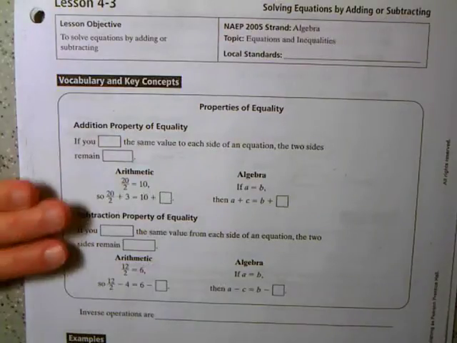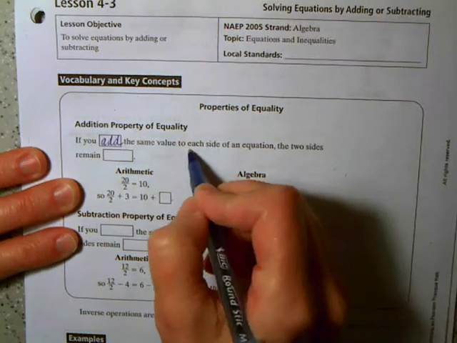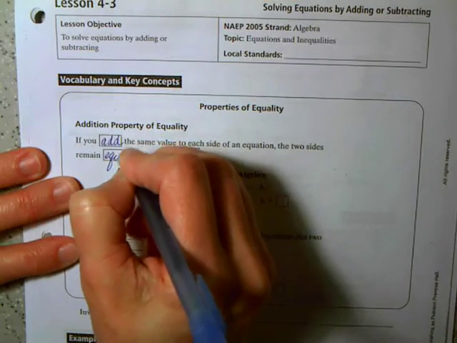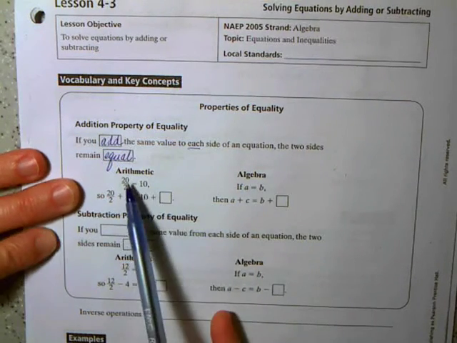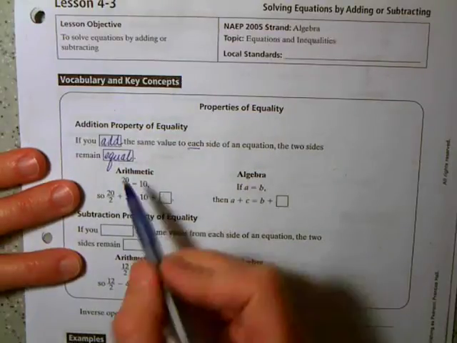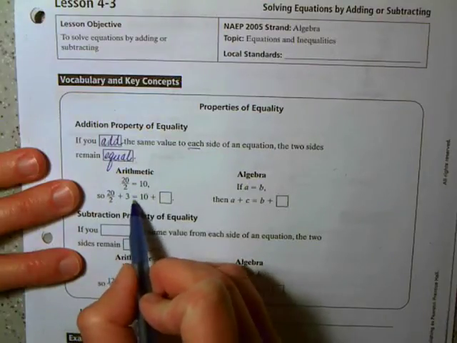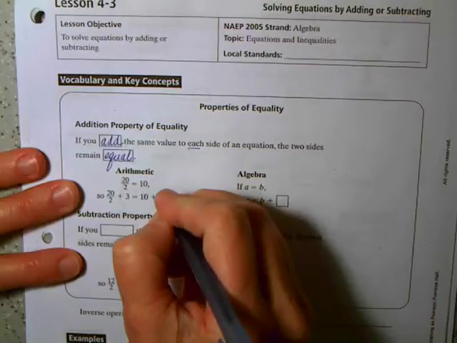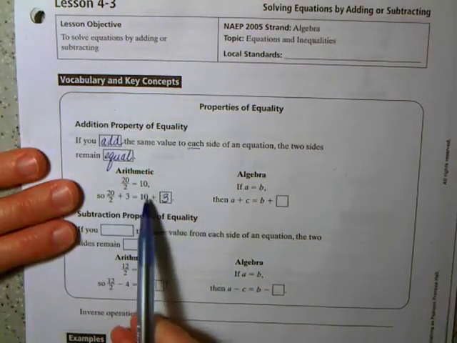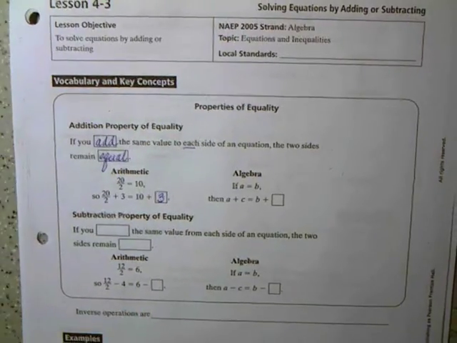Fairly straightforward, it basically tells us that if you add the same value to each side of an equation, the two sides remain equal. So, for example, if I start out with 20 divided by 2 equals 10, and I add 3 to each side, so 20 divided by 2, plus 3 is equal to 10 plus 3. Quick mental math check. 20 divided by 2 is 10 plus 3, which is 13. 10 plus 3 is 13. Notice that I added 3 to each side.